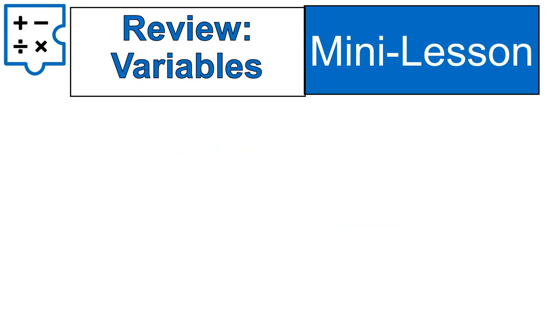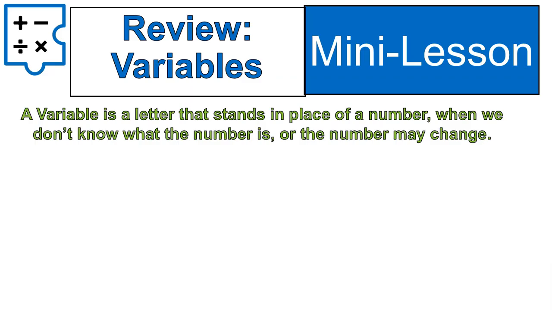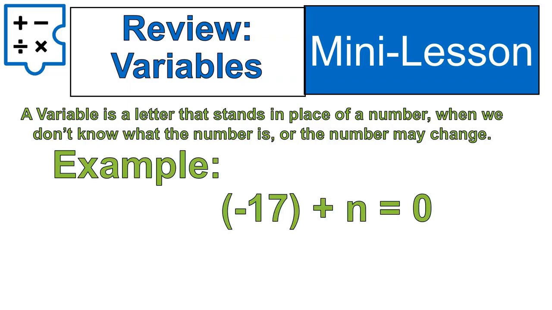And now that we've made it a little bit easier, we're going to move into talking about variables. A variable is a letter. It stands in place of a number. Okay? If we're not sure what the number means or if the number might change, we put in a letter instead of a number. Here's an example. -17 plus a number is equal to 0. We just did this question, right? Where we know that that number is equal to 17. Because -17 plus 17 equals 0. But the way we'd say this is n is equal to 17.